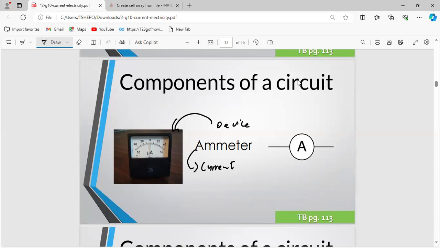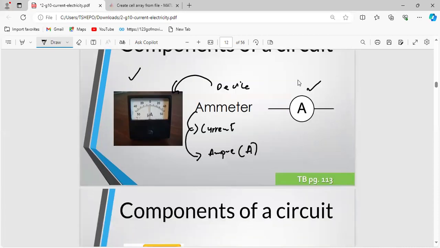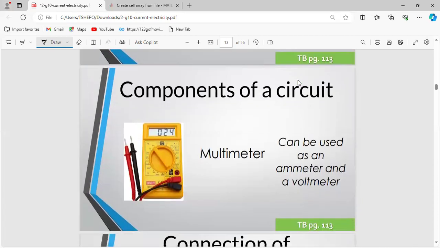The units that we use for current are amps or amperes, which are denoted by the letter A. So this is how we draw an ammeter on a circuit. This is how an actual ammeter looks. And this is a multimeter.